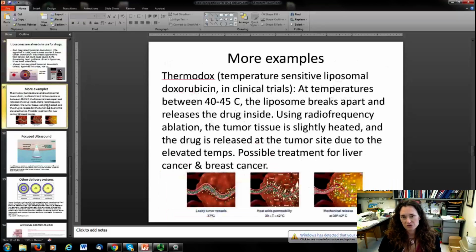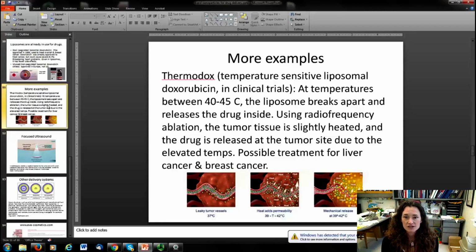There's another cool example that's currently in clinical trials, and that's a temperature-sensitive liposomal doxorubicin. And what happens there is that the liposome has been engineered to break down at temperatures between 40 and 45 degrees Celsius. So at those temperatures, the liposome wall breaks apart, and then it releases the drug that's inside. Now, that's at a temperature kind of like running a high fever. But what you can do is you can use radiofrequency ablation and target the heating only to the cancer cell. What they do in radiofrequency ablation is they insert a little needle into the tumor, and then they pass an AC current through it and makes it emit radio waves. And those radio waves heat up the tumor to sort of that fever temperature, okay?